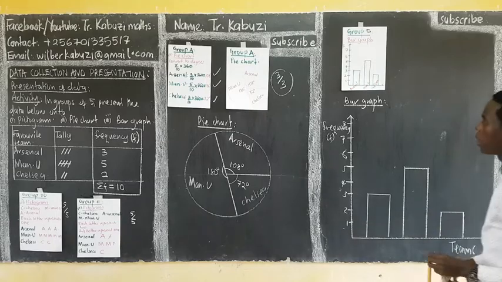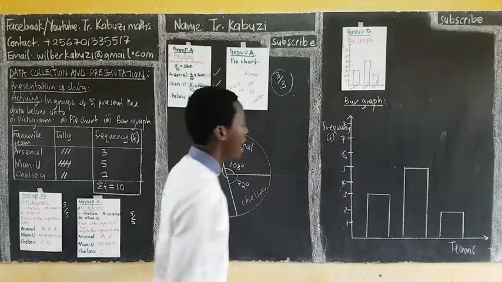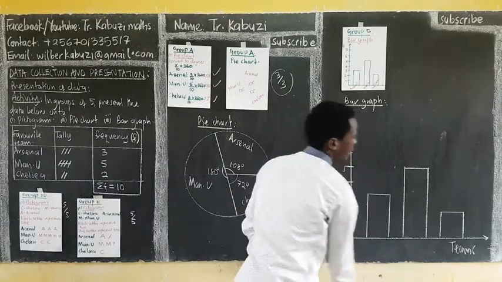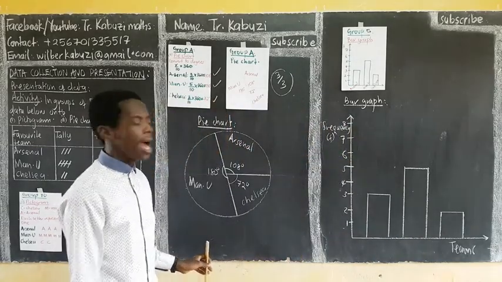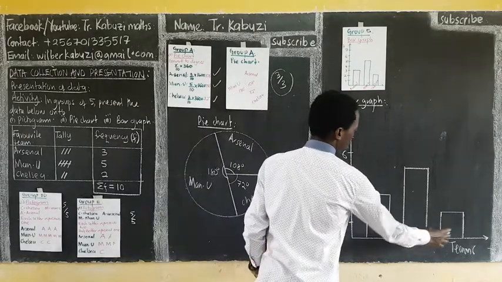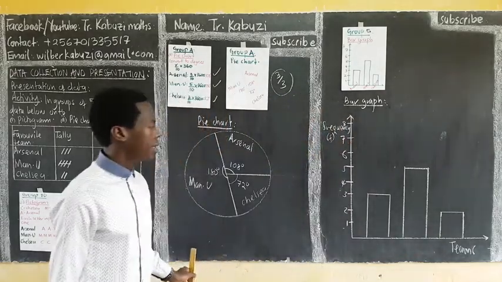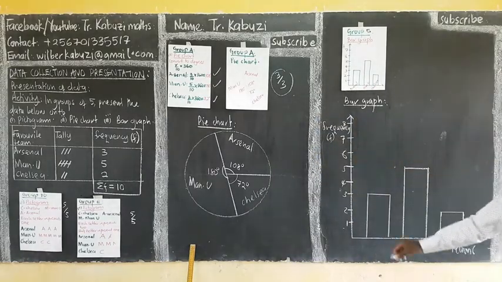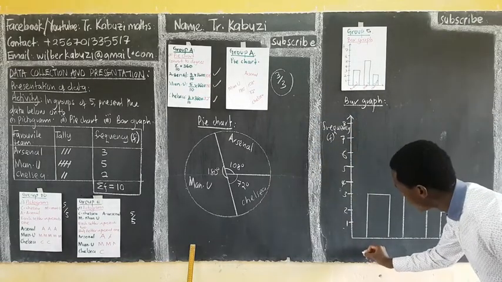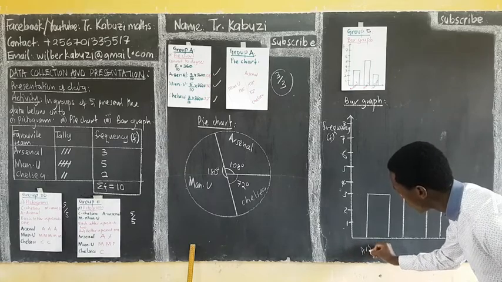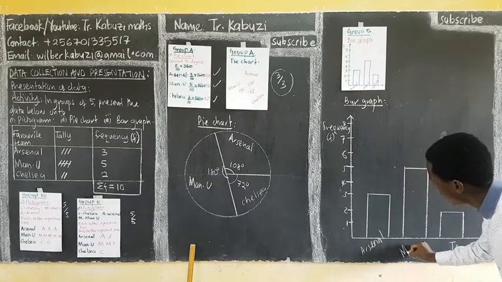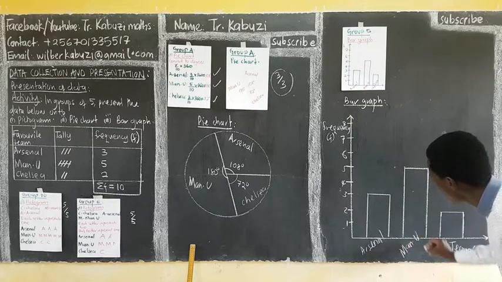So that's how we construct a bar graph. You see the difference here? The space left is the same, and the bars are the same length. Then you come and name. These are the teams. Which team was this? You name it Arsenal. Most of the work they did was right, but the mistake they made was drawing using hands.